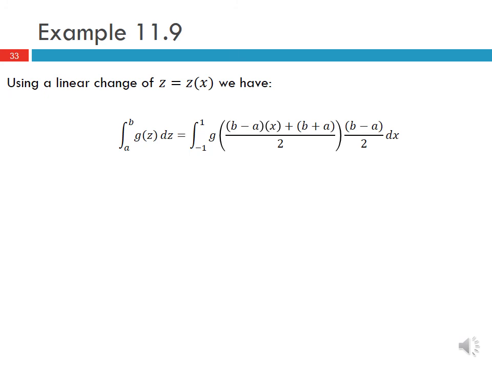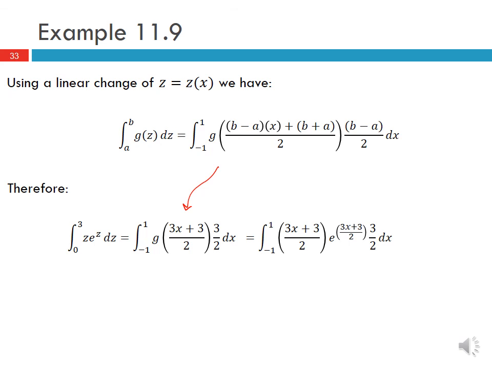So using this linear change from z to x, we have the expression here. We can just put in the values. We know that b was 3 and a was 0, so we put those into here, and this gives us the expression here. This is evaluating g at (3x plus 3) over 2, which was x times e to the x. And then we're multiplying by our 3 over 2 here and still have our 3 over 2 here. Now this is written as the integral from minus 1 to 1, so we can use our Gauss quadrature on this expression.